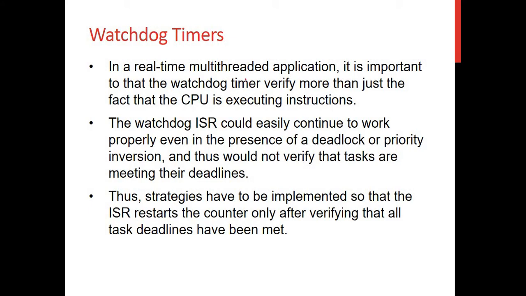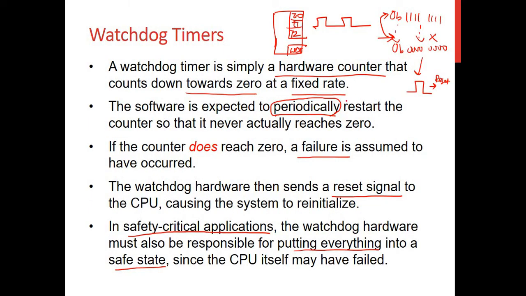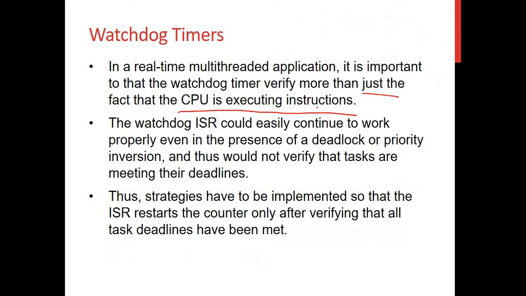In multi-threaded applications, like OS based systems, it's important that you verify more than just the fact that the CPU is executing instructions. When we say that we have a periodic software loop and you are not able to run it, then it could be that your CPU is not able to execute instructions. But in a real-time system, the periodic loop that is supposed to be resetting the timer could still be functioning, even though I may be in a situation of a deadlock or priority inversion.